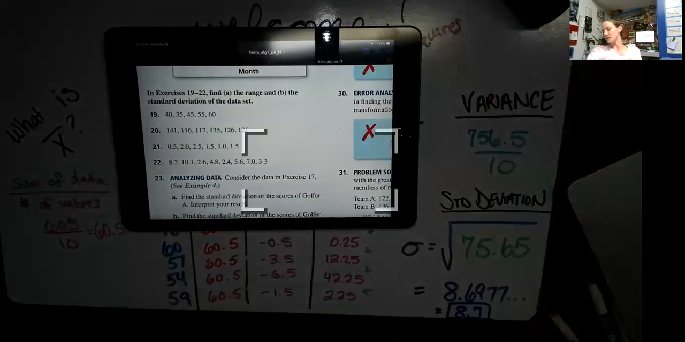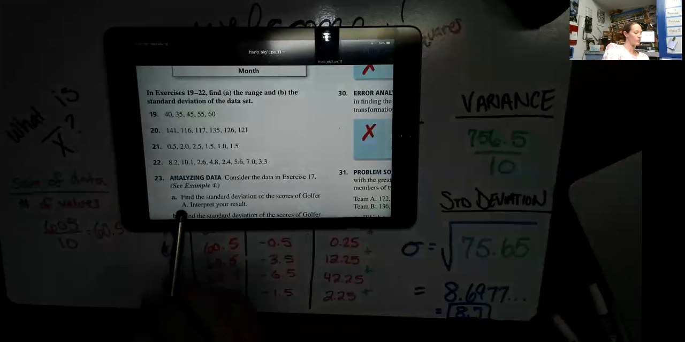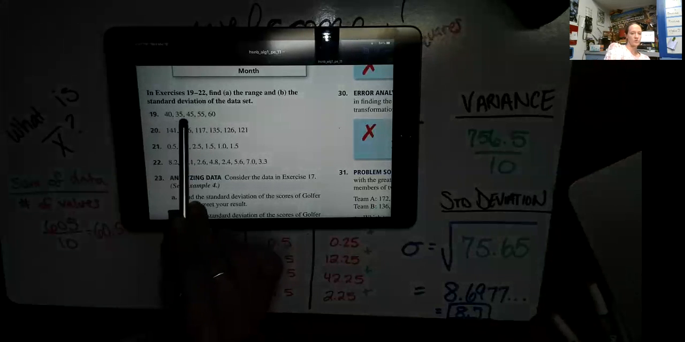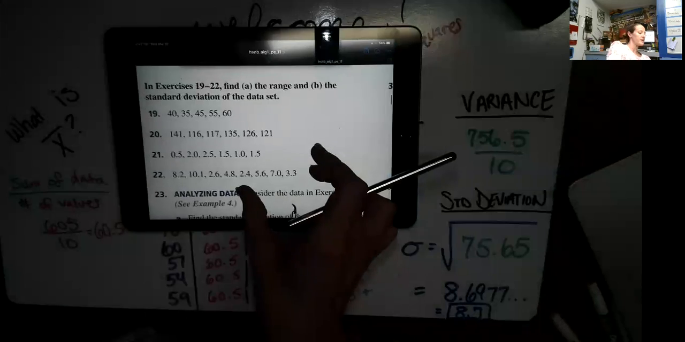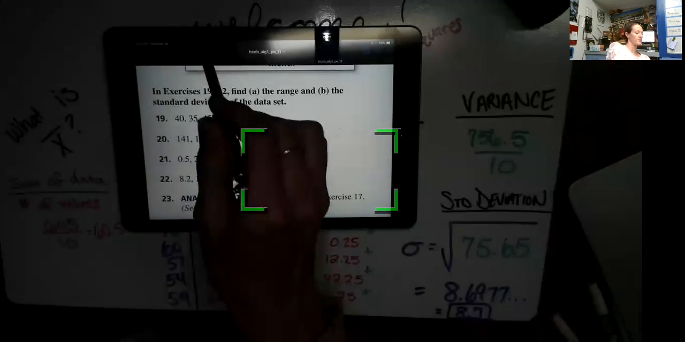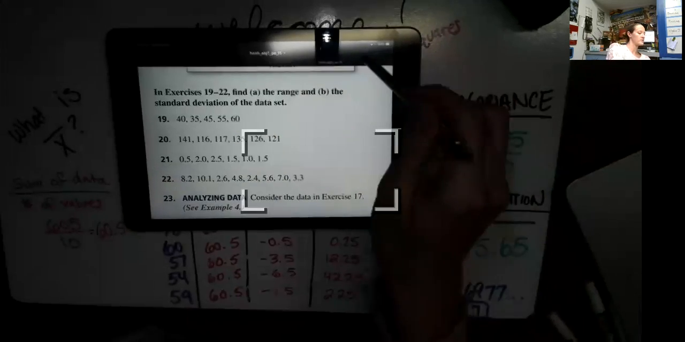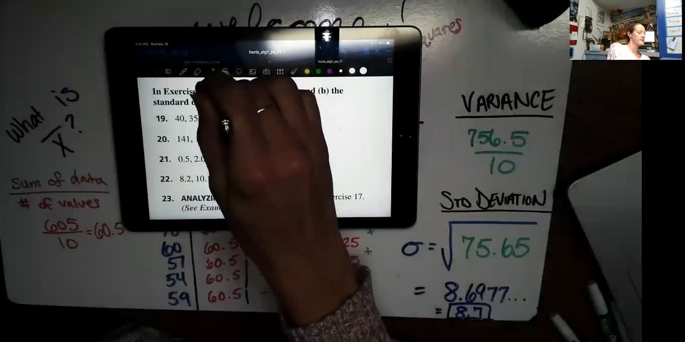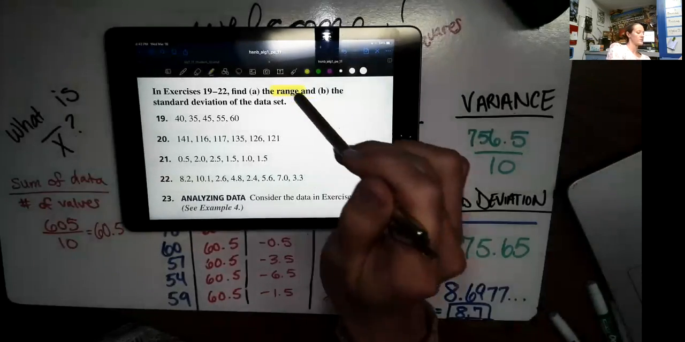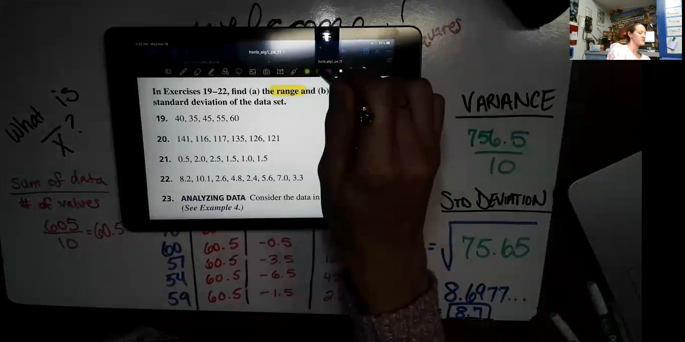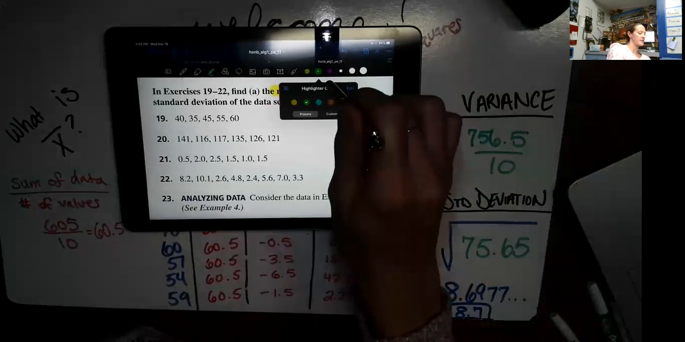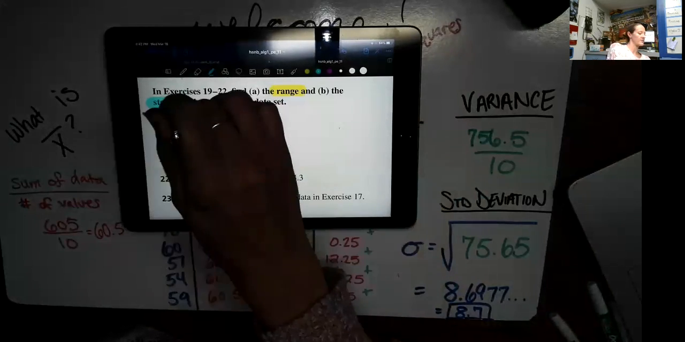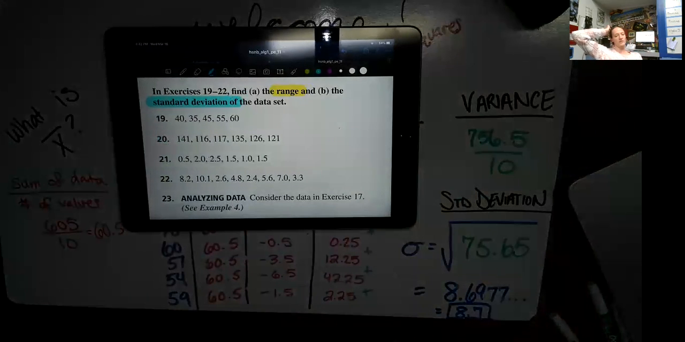Then we skip, I think, to number 25 and do a couple others. But 19 is really short, only 5 data points. They're having us do the range. Remember, the range is the highest minus the lowest. That's it. But they're also having us do the standard deviation, with a table, the process you saw me do before.